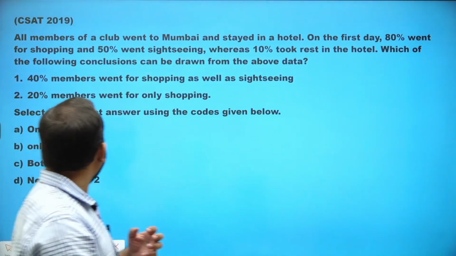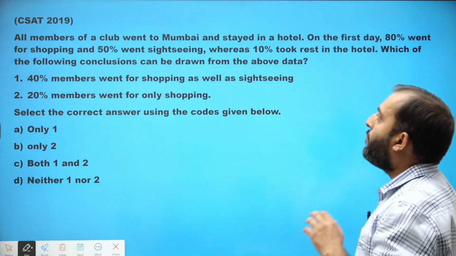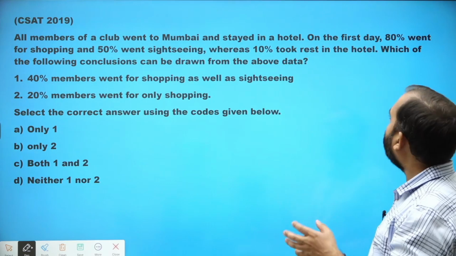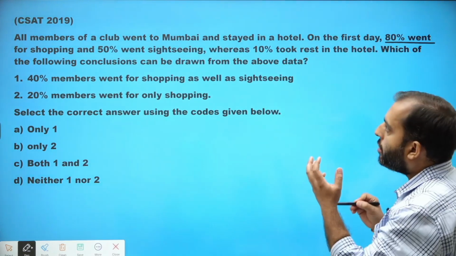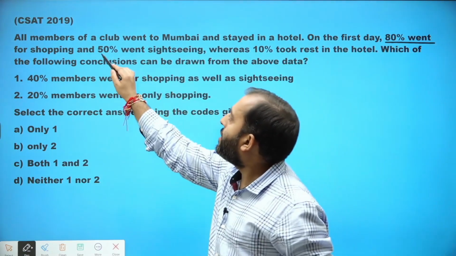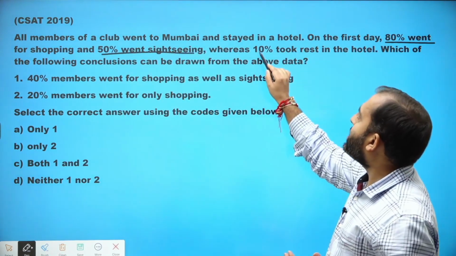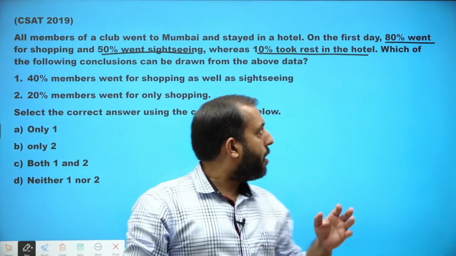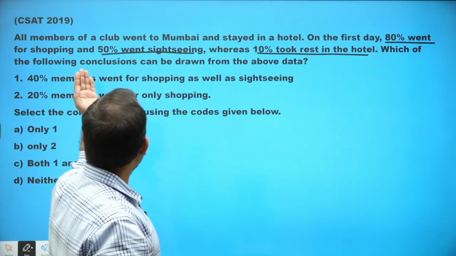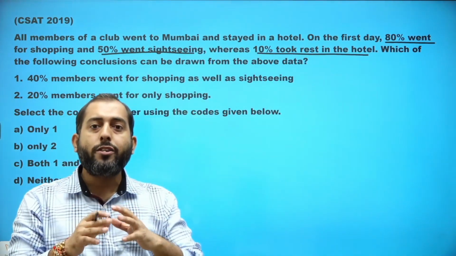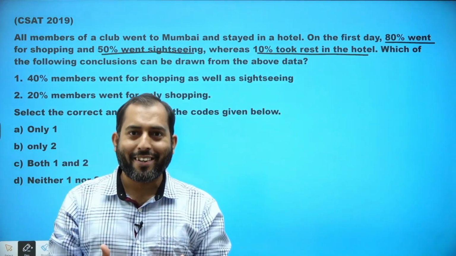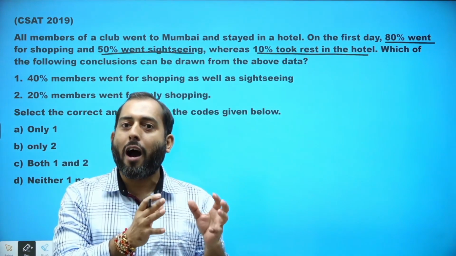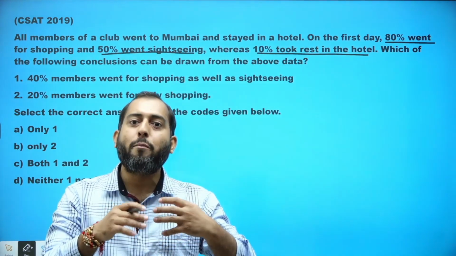It says all members of a club went to Mumbai and stayed in a hotel. On the first day, 80% went for shopping, 50% went for sightseeing, whereas 10% took rest in the hotel. Now, if you add these 80, 50 and 10, you will get a value more than 100%. So how is it possible that if 100 people are present, I'm talking about more than 100 people?